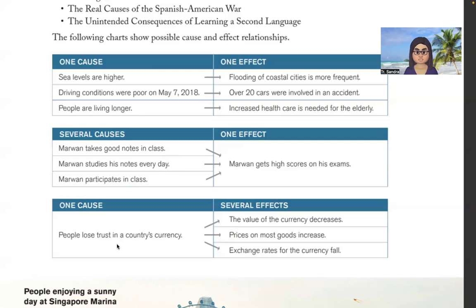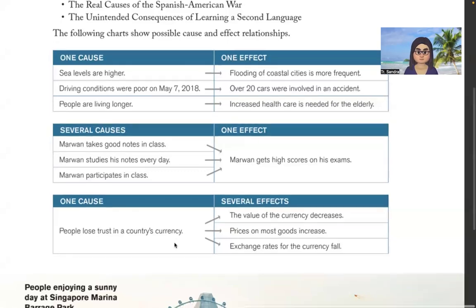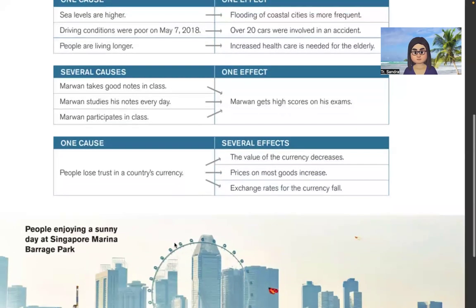People lose trust in a country's currency, like a similar situation in our country. The exchange rate is higher, and the value of our money is decreasing day by day. So people lose trust in a country's currency, that is the cause. So what will be the several effects? The value of the currency decreases, and prices on most goods increase, maybe not double, maybe triple, like this. Exchange rates for the currency fall. People lose trust in a certain country's currency. These are the several effects, okay?